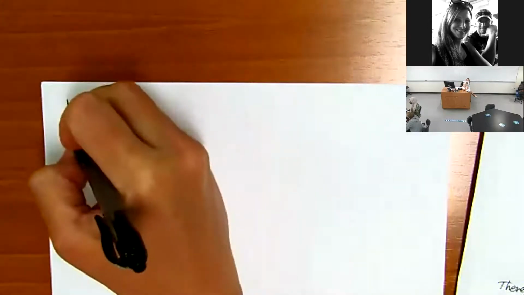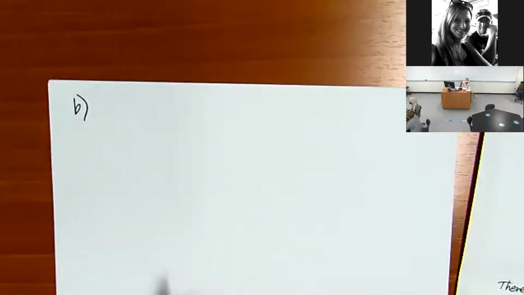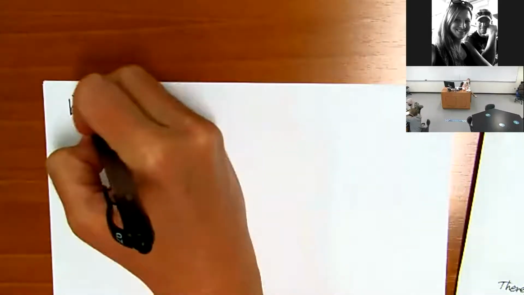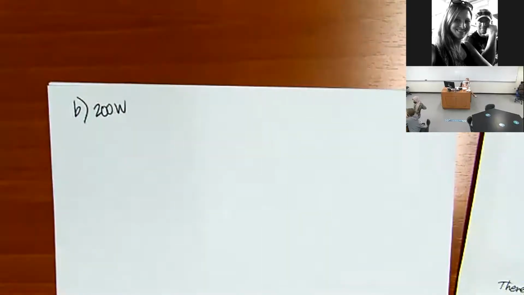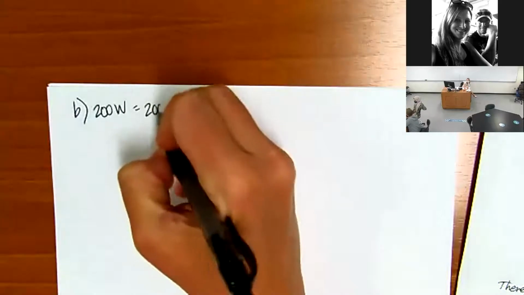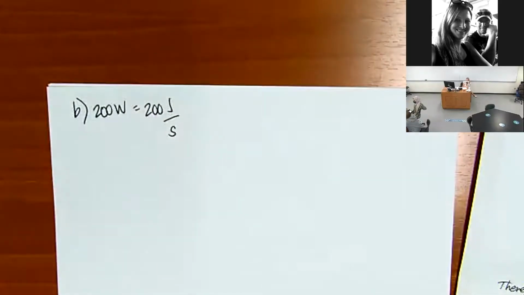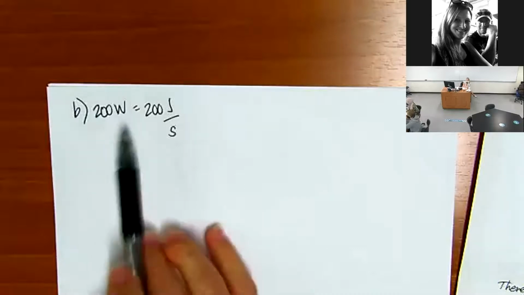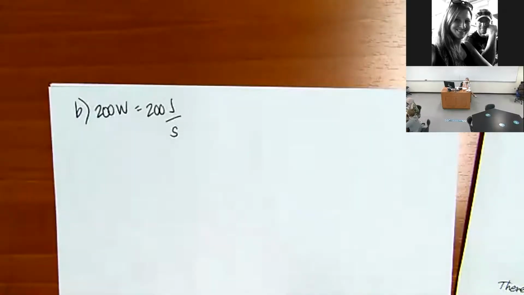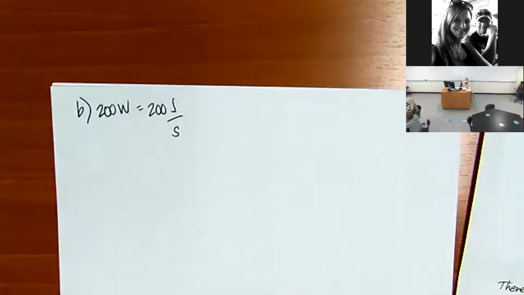For part B, we are interested in figuring out time. So for part B, we have the same egg condition, but we know that the rate of heat transfer, rate implying a per time term, is 200 watts. This is our rate. We know that 200 watts is going to be 200 joules per second, because a watt is a joule per second. So 200 watts is 200 joules per second.